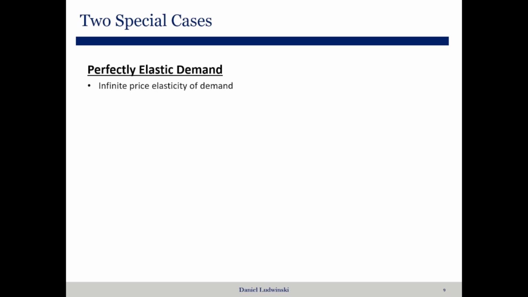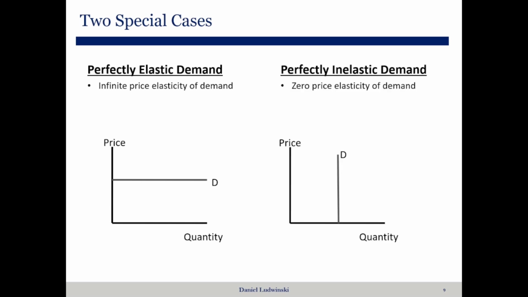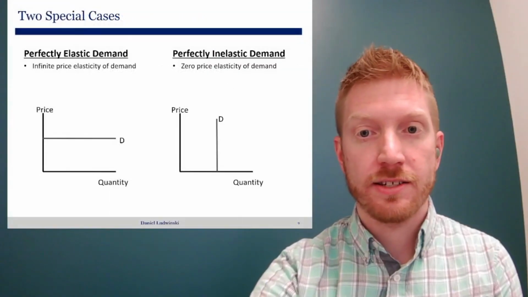I want to highlight 2 special cases before we wrap up. The case of perfectly elastic demand. Here, any change in price leads to an infinite change in demand. So a small increase in price will lead to people buying no amount of that good. We'll talk a little bit more about where that can be the case later. And the other one is perfectly inelastic demand, where no matter how much you increase prices, the quantity is staying the same.